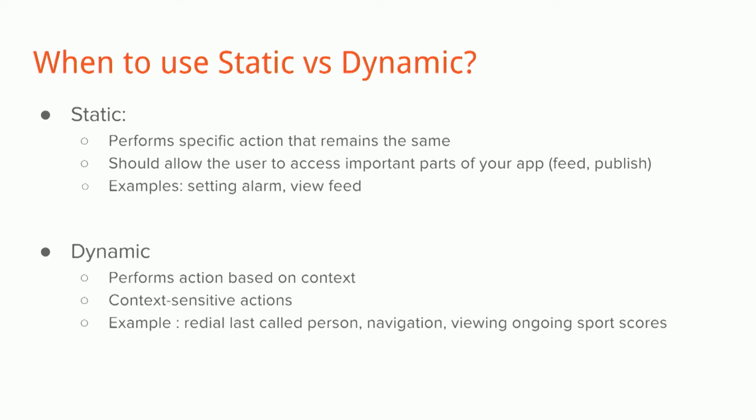Okay, so now we know about dynamic and static shortcuts, but when would you want to use the two, right? I think static shortcuts are good for actions that remain the same, like going to a specific part of the app or setting an alarm. And you should allow users to access the important parts of your app through these. Dynamic shortcuts are probably based on actions that the user performs, right? Or context-sensitive actions. So say every time the user gets home, you want to show them this. Or every time the user wakes up, you want to show them this.